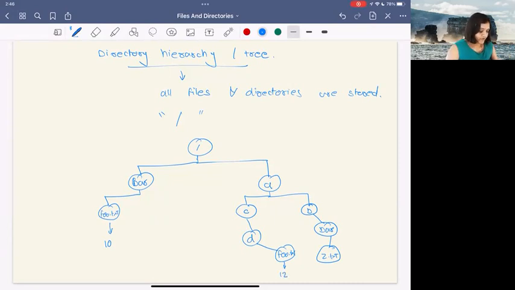Another observation you would have made is that we have two directories with the same name. Still, it doesn't matter, because if we want to refer to this directory, then the path to that directory is root, bar. But if you want to refer to this directory, then the path to that directory is root, directory A, directory B, then directory bar. So each of these is unique on its own, and it doesn't matter if they have the same name.